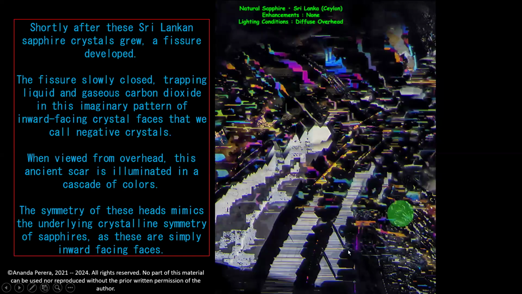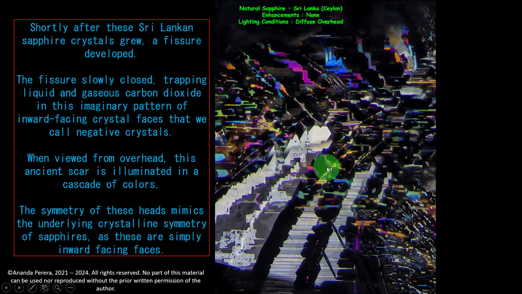Now see this very beautiful scene. The lighting condition is diffuse overhead. We can see shortly after these Sri Lankan sapphire crystals grew, a fissure developed. The fissure slowly closed, trapping liquid and gases, carbon dioxide, in this imaginary pattern of inward facing crystal faces that we call negative crystals. All are filled with liquid or gases pattern. Liquid or gases, carbon dioxide is here inside the inclusion.